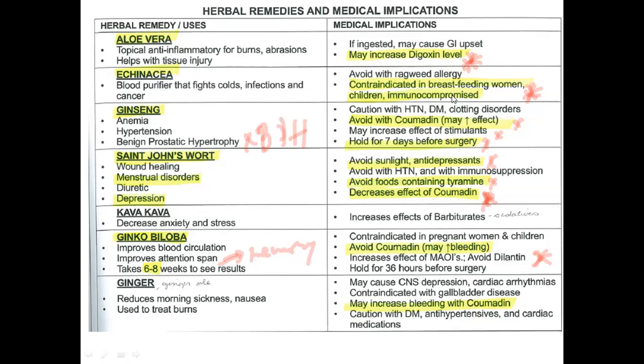If the patient has infection, how do you understand? Increase in body temperature, right? Fever.